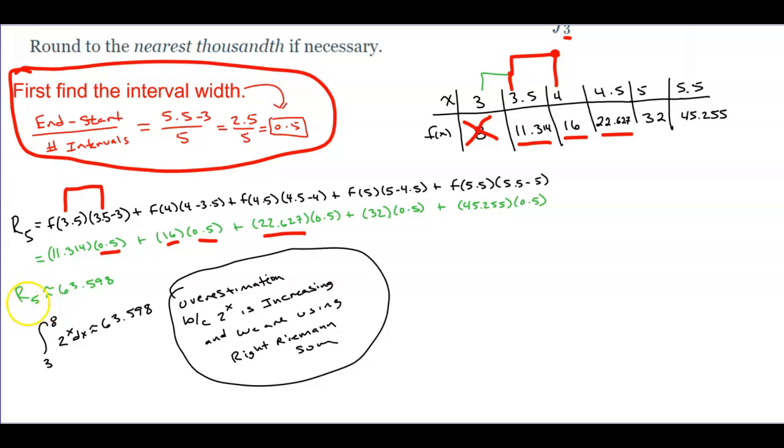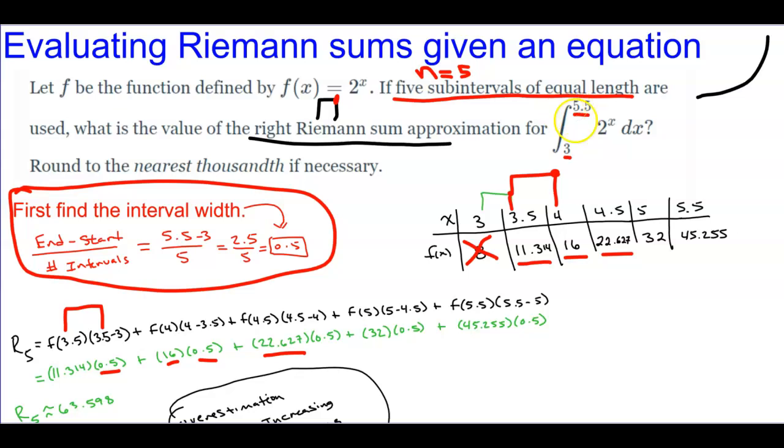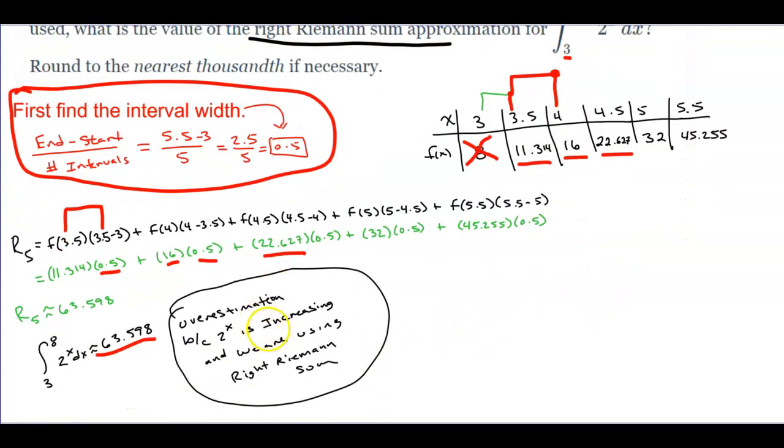Notice that's R5, the right Riemann sum approximation, or we could write it with our new integral notation from 3 to 5.5. My function is 2 to the x, dx, with the sum of 63.598. And that is an overestimation. How do I know that? Because my function 2 to the x is increasing from 3 to 5.5. So therefore, because it's an increasing function and we're using the right Riemann sum, it's an overestimation.